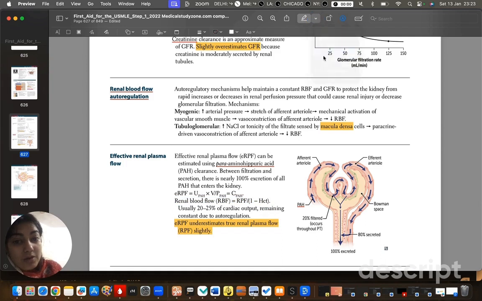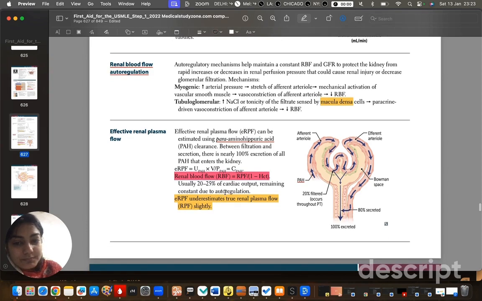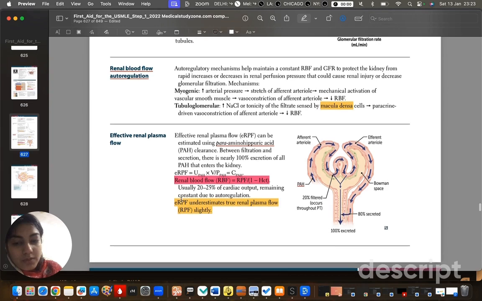So it's not bad, it's good. Important: you have the effective renal plasma flow, which is the same equation that we did. It's also the clearance of PAH. So effective renal plasma flow underestimates true renal plasma flow slightly.